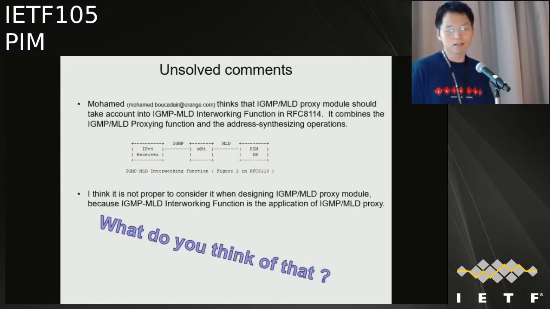This new function combines the IGMP proxy function and the address synthesizing operations. This is the topology in RFC 8114. But I think it is not proper to consider it when designing the IGMP proxy YANG model, because I think the IGMP MLD interworking function is just an application of the IGMP MLD proxy. What do you think of that?